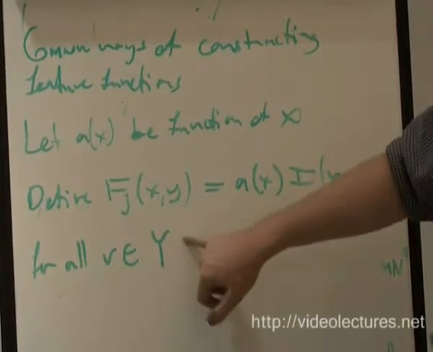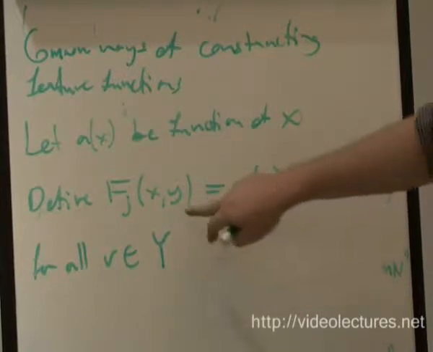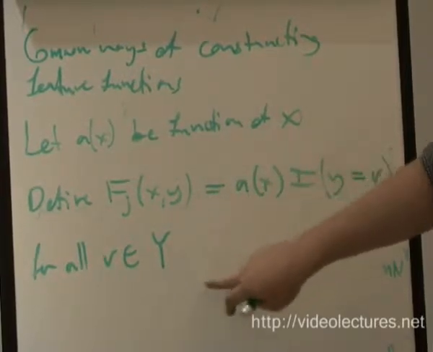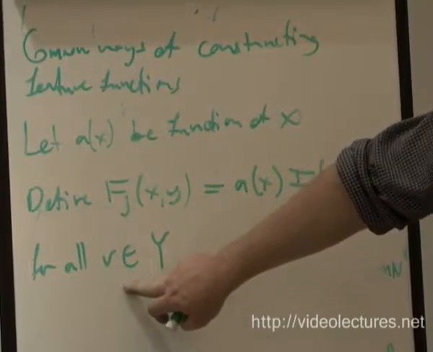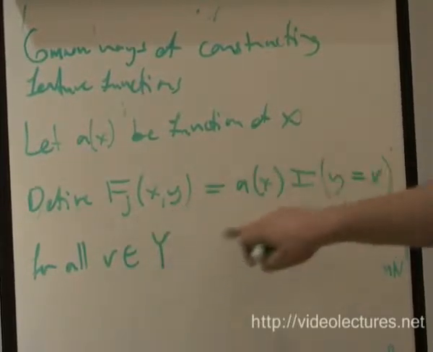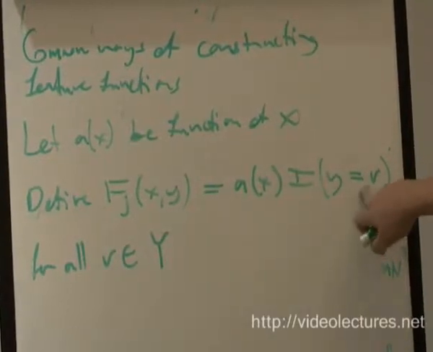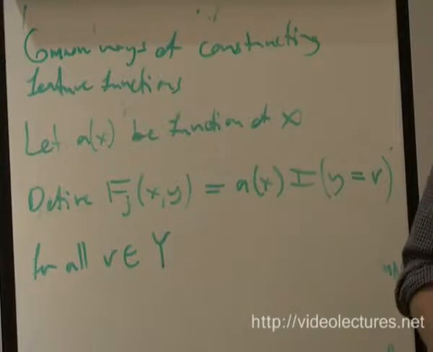So if capital Y is the space of all alternative values that we might be trying to predict, then we can create one feature function for each of those values v, and that feature function is going to have the value a of x if y equals v, and it's going to have the value 0 if y is not equal to v.